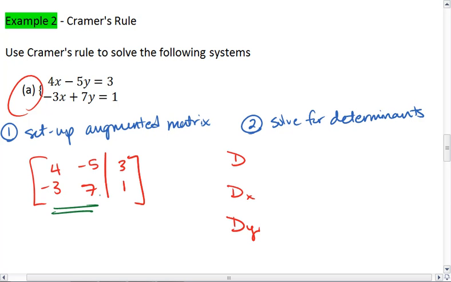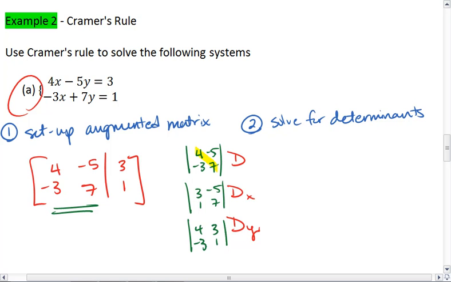D is just the main part of our matrix, 4, -5, -3, 7. For Dx, we keep the same y column, but instead of x's, we use the solution values. And for Dy, we keep the same x column, but instead of our y column, we use the solution values.